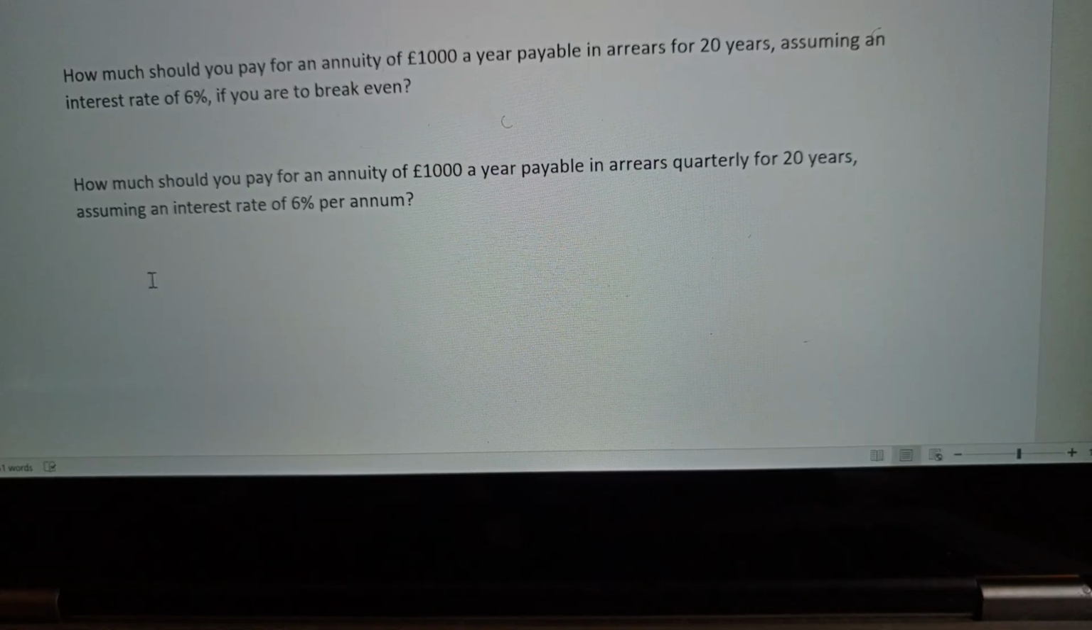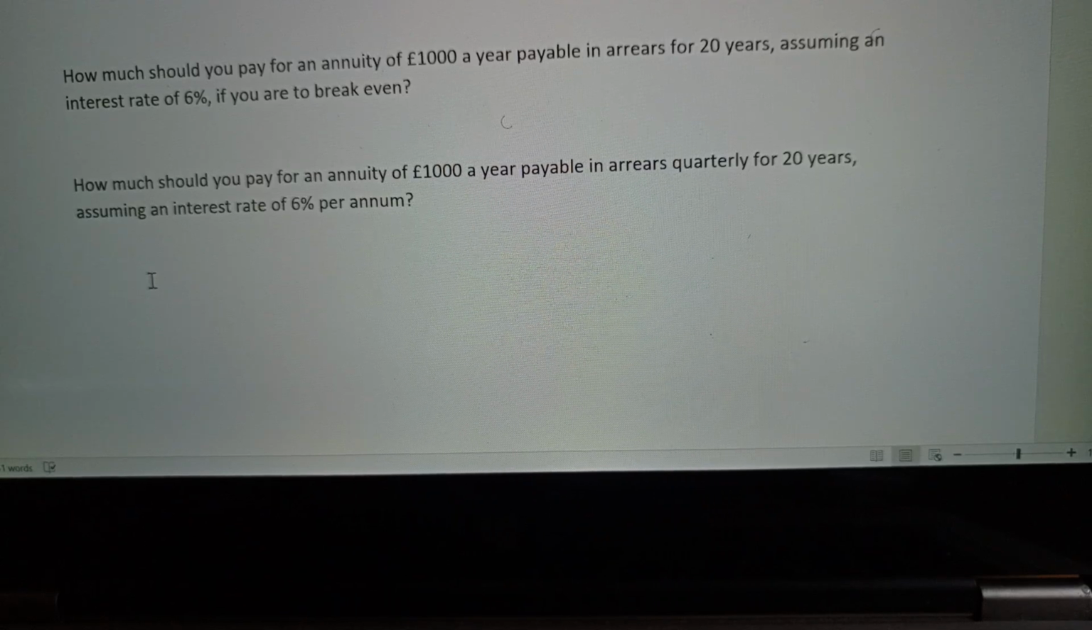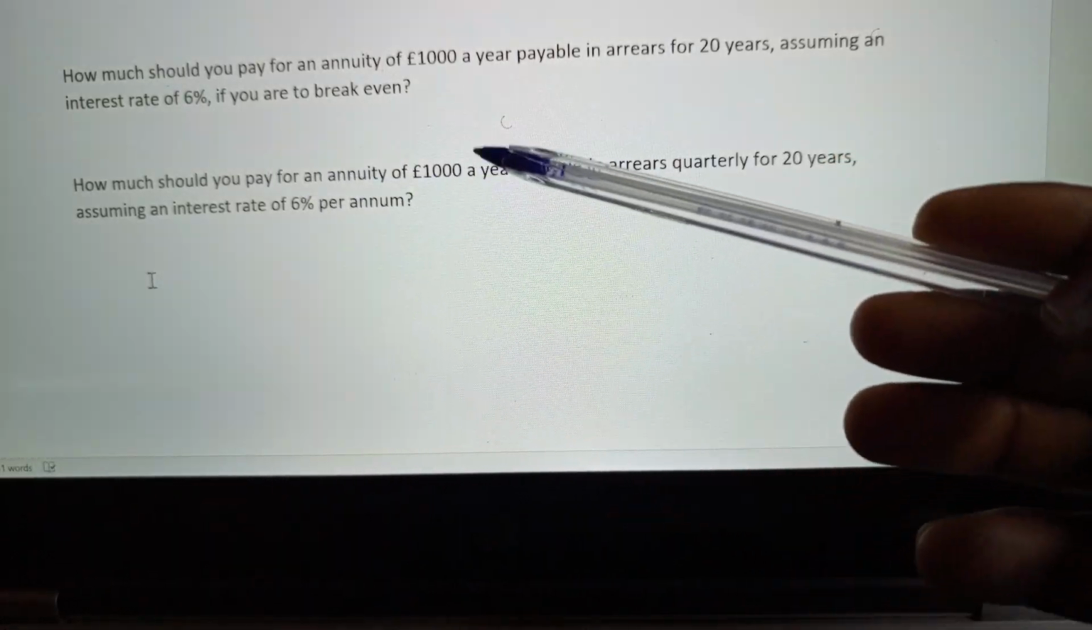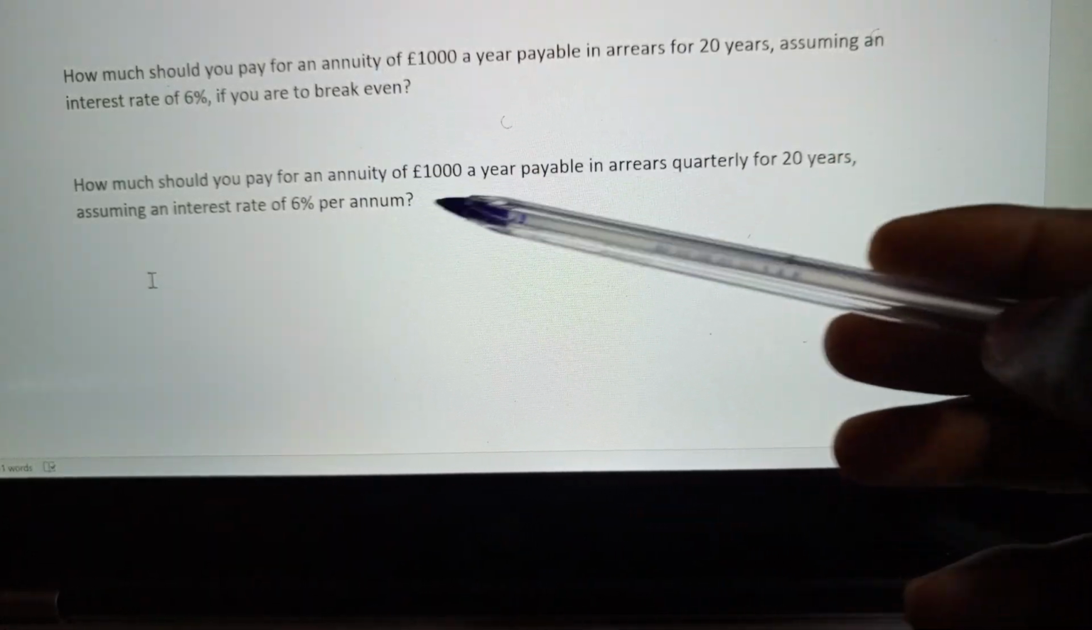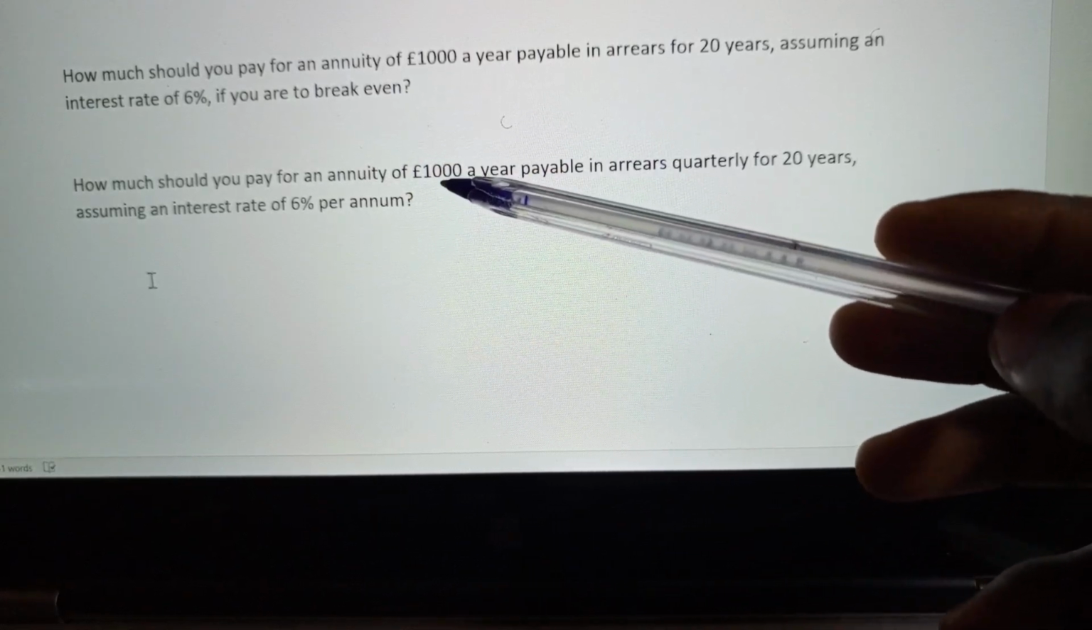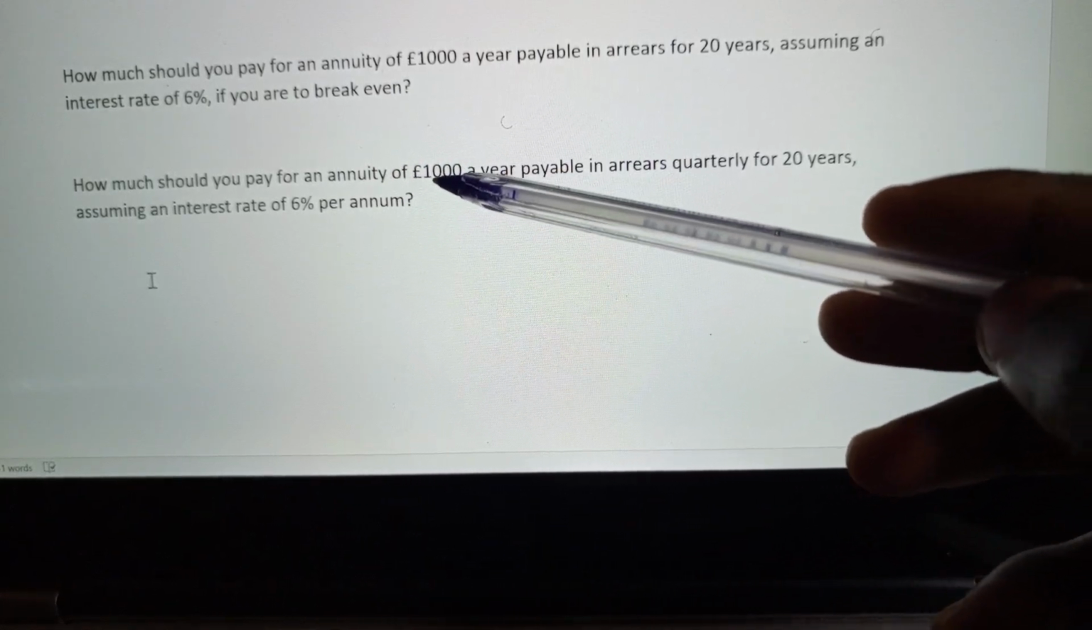So we have the second question there, which reads, how much should you pay for an annuity of €1,000 a year payable in arrears quarterly for 20 years? So now, remember they have said in arrears quarterly for 20 years. So it is like you have this amount as your yearly amount you will be receiving annually. This is the amount that you need to pay for an annuity, this amount.